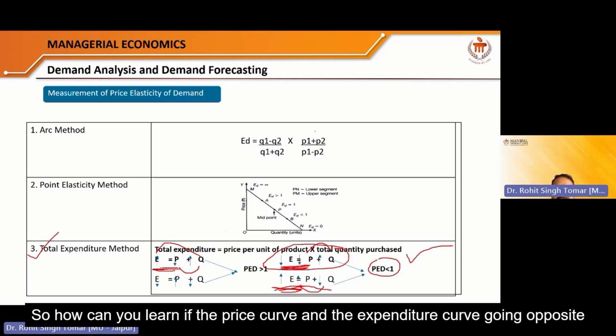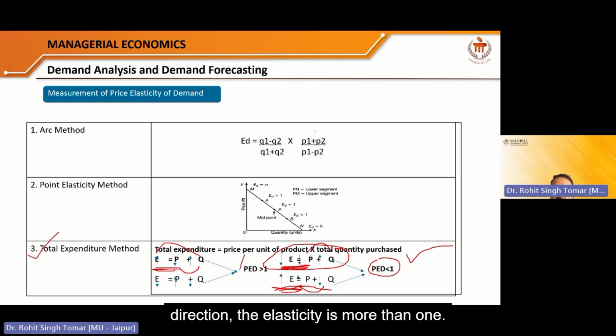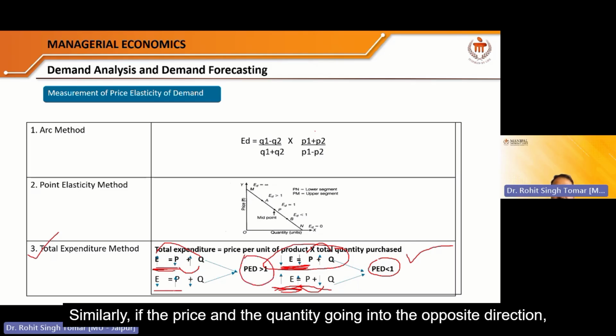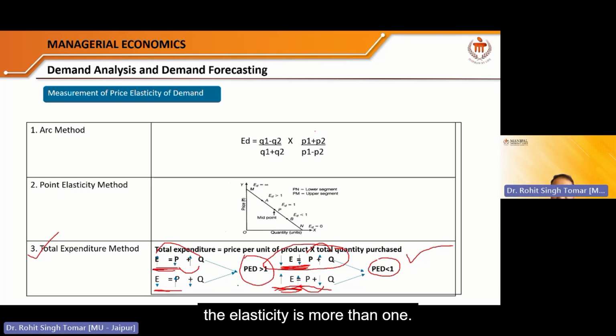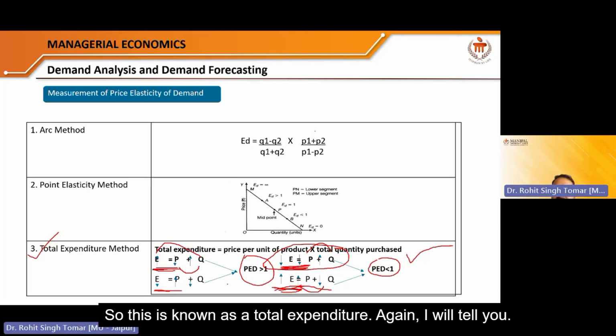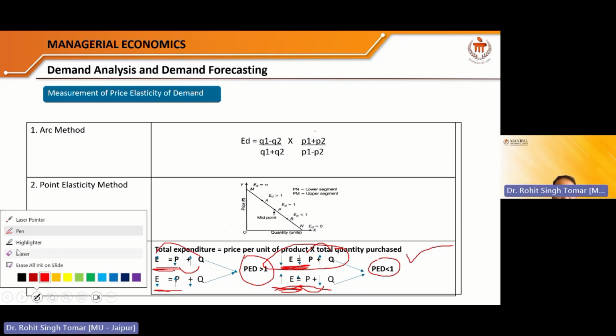If the price curve and the expenditure curve are going in the opposite direction, the elasticity is more than 1. Similarly, if the price and the quantity are going in the opposite direction, the elasticity is more than 1. Right? So this is known as the total expenditure. Again, I will tell you, I'll give you the crisp conclusion.